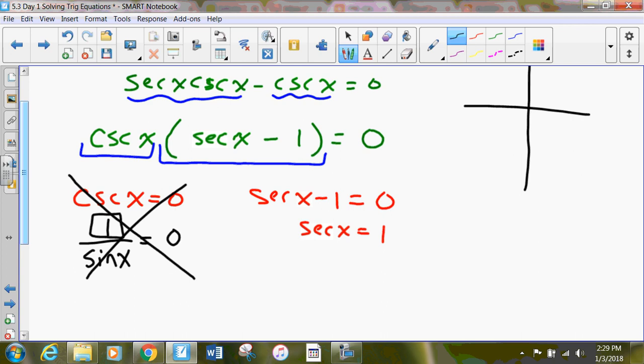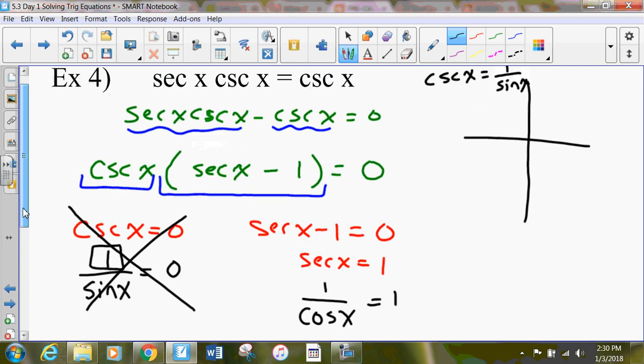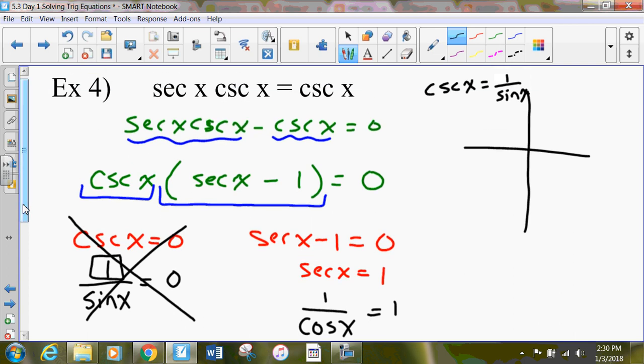So let's look at secant x equals 1, and let's remind ourselves, what does secant x mean? It means 1 over cosine x. So when does 1 over cosine x equal 1? So let's go ahead and look at our quadrants, and let's think about where cosine is equal to 1. Well, it's equal to 1 right here, right, at 0, 2 pi. Is it equal to 1 anywhere else? Nope, 0, -1, 0. So this is the only place right there.